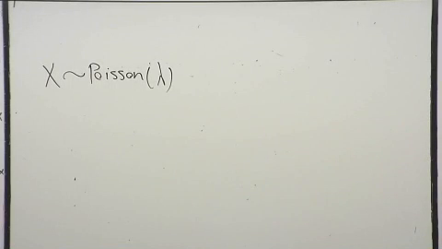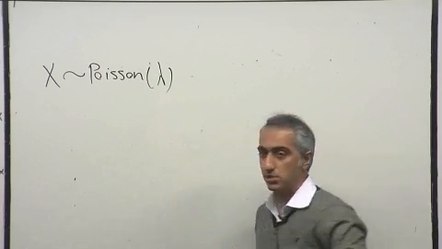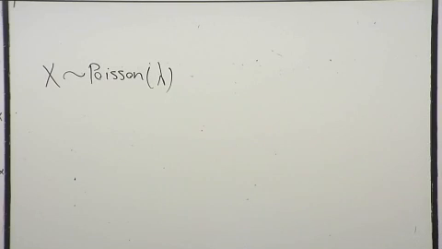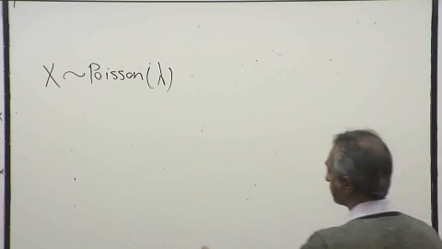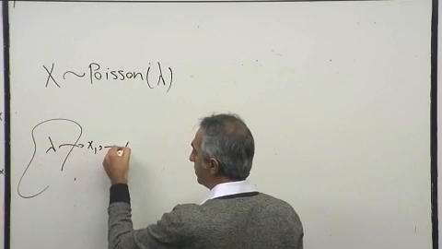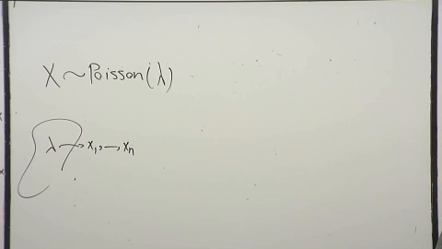So X follows a Poisson distribution with parameter lambda. The question says, I want to find a 95% confidence interval for this lambda based on a random sample. Population, lambda, random sample. So first of all, I need to find the MLE estimate for Poisson.